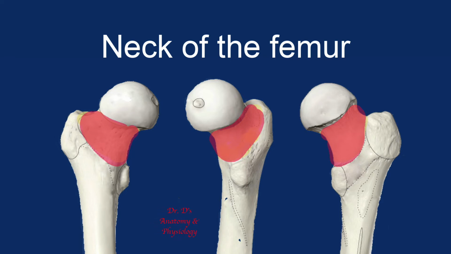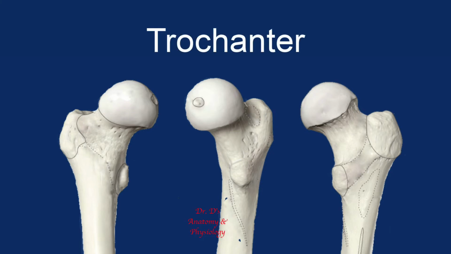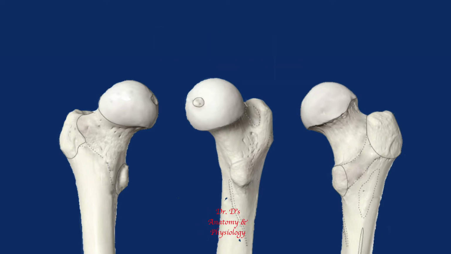The muscles that move the femur are large and many, so the processes where they attach are also large. These processes on the proximal end of the femur are called trochanters. The word comes from a Greek word which means to run. This is the only place on the human skeleton where you will see this term used.